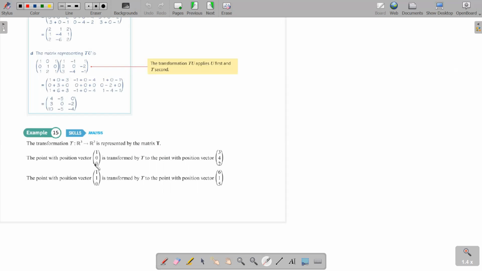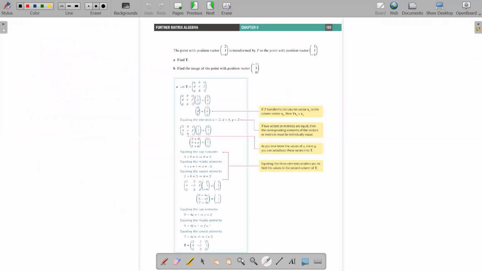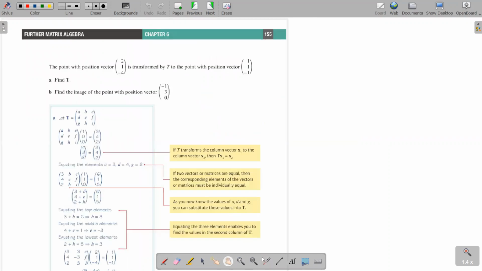The point with position vector (1, 0, 0) is transformed by T to the point with position vector (3, 4, 2). Can you see? The point with position vector (1, 1, 0) is transformed by T to the point with position vector (6, 1, 5). Okay, pay attention. And then they say the point with position vector (2, 1, -4) is transformed by T to the point with position vector (1, 1, -1). Find T.